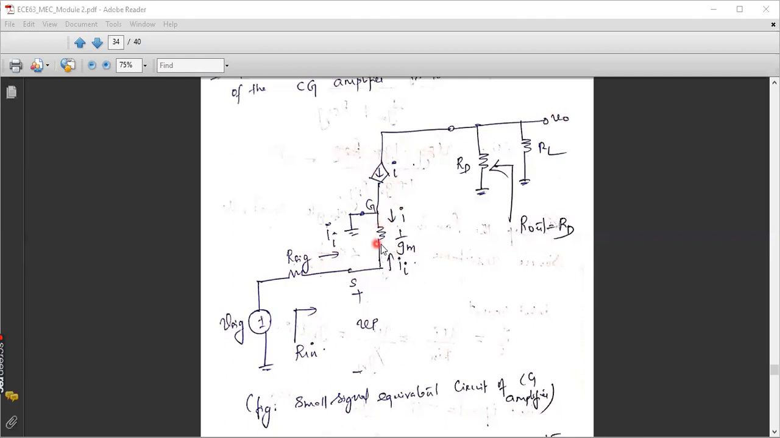and this resistance is 1 by GM. You know why I have inserted 1 by GM? That is by using the T equivalent circuit. Whenever we are replacing our current source, we have to insert 1 by GM in place of the current source. And at the drain terminal, we are taking the output across the two parallel resistors RD and RL. And this is your output resistance, which is equal to RD in parallel with RL.